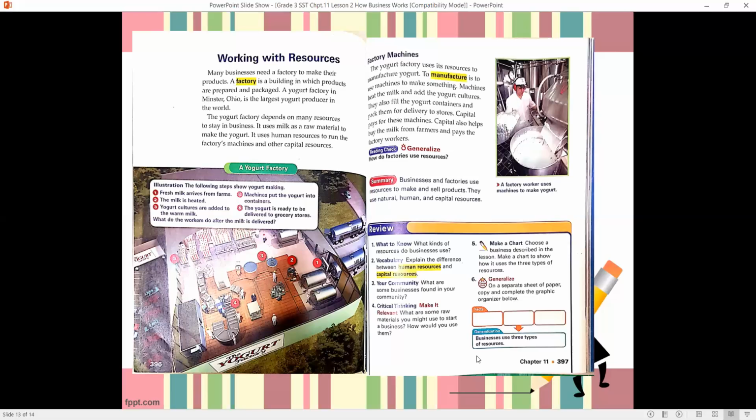Probably when you grow up, one day I may hear that you have become a businessman. You may have a factory of your own, or you may be a businesswoman and you will be having a factory. And I will be proudly saying, oh, those are my students.